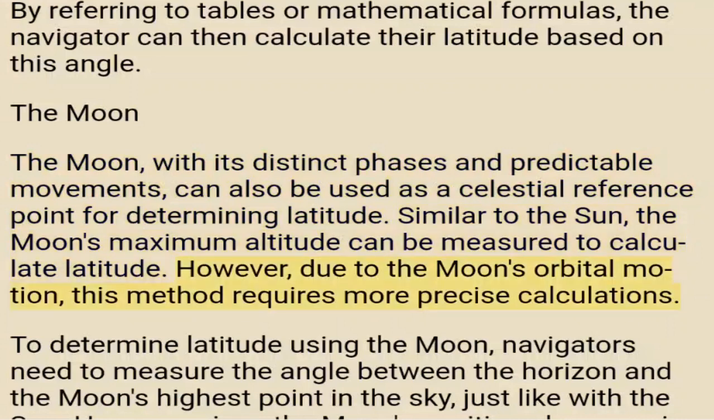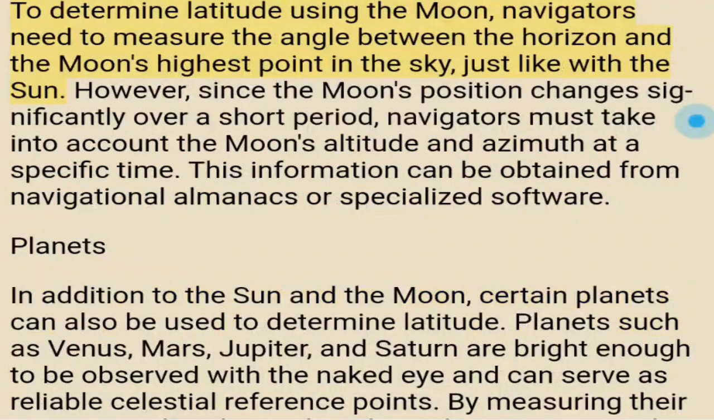However, due to the Moon's orbital motion, this method requires more precise calculations. To determine latitude using the moon, navigators need to measure the angle between the horizon and the moon's highest point in the sky, just like with the sun. However, since the moon's position changes significantly over a short period, navigators must take into account the moon's altitude and azimuth at a specific time. This information can be obtained from navigational almanacs or specialized software.